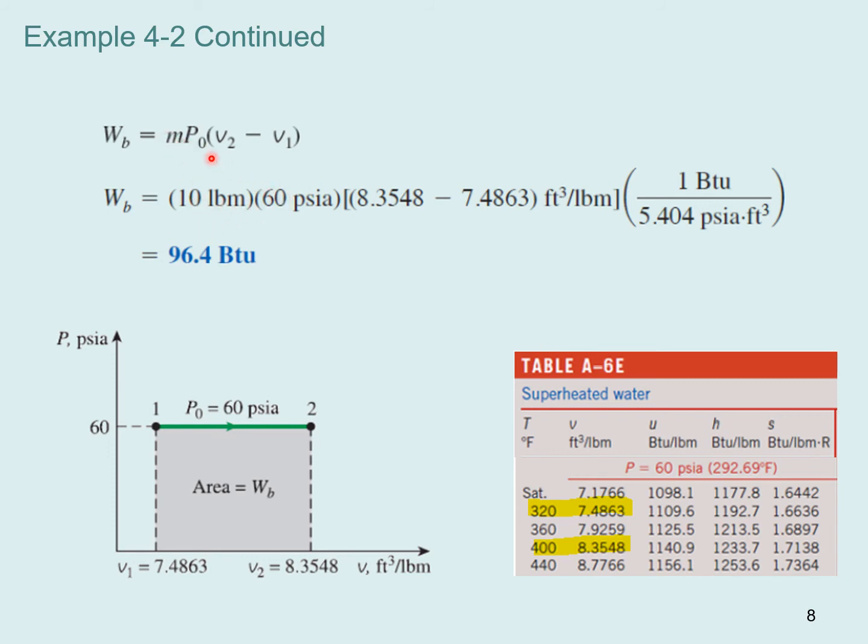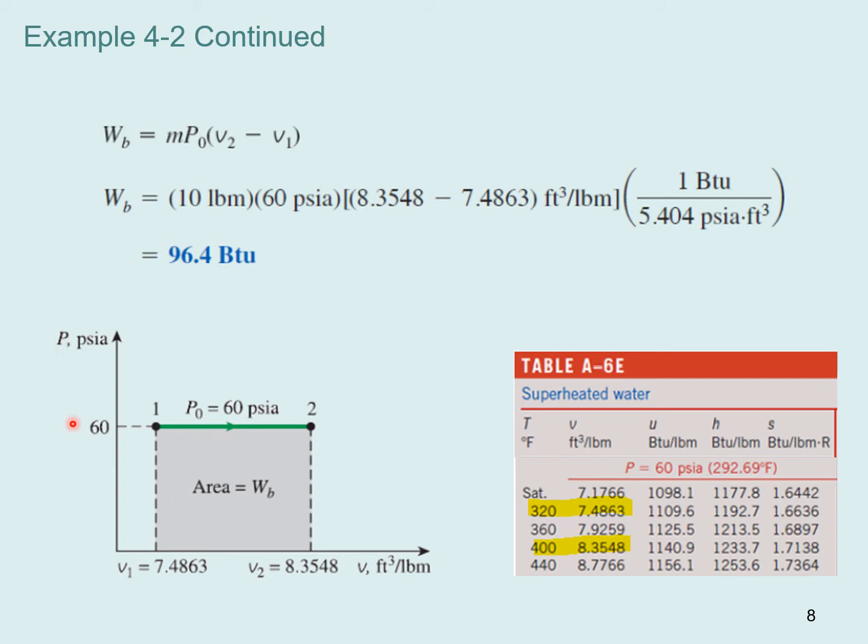We know what the pressure is. It's constant. At 320 degrees Fahrenheit, we can look up what the specific volume is. And the final temperature is 400 degrees Fahrenheit, and we can look up what the specific volume is there. So we can actually calculate what these terms are. And this term here, again, is a conversion factor from going from psi foot cubed to BTU. So we find that it's 96.4 BTUs is the amount of work done in this process.